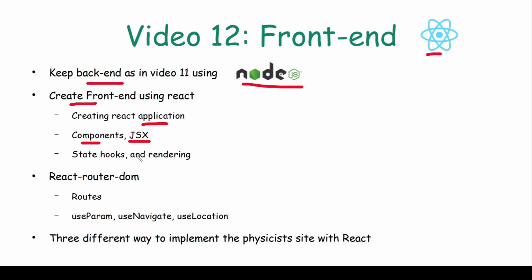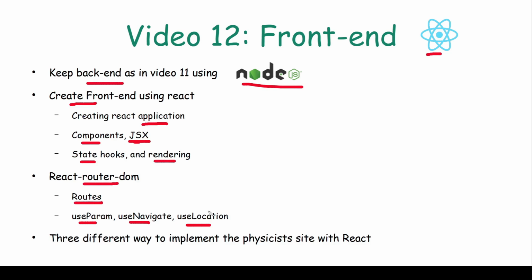Then I will talk about state hooks and rendering, namely how React will re-render our HTML page based on our provided JSX and hooks. I will also show how to use a React package called router DOM. This router provides a component called routes and 3 hooks: useParam, useNavigate, and useLocation.